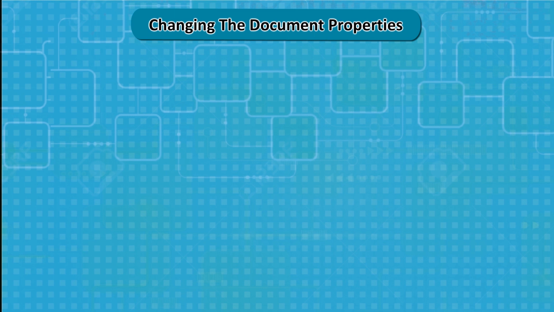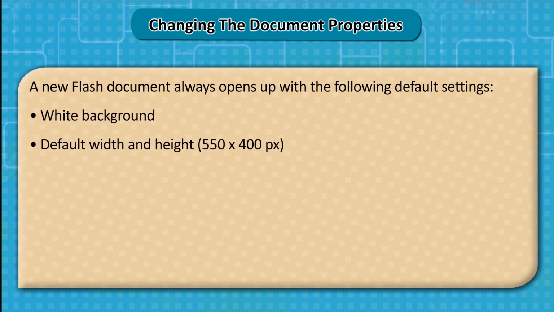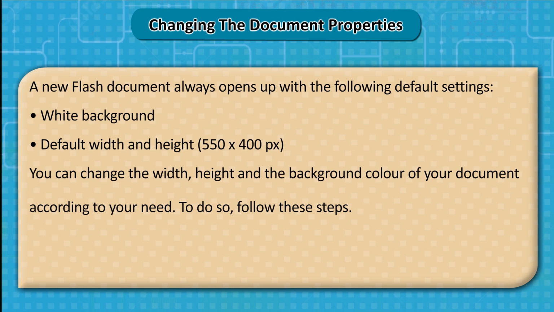Changing the document properties. A new Flash document always opens up with the following default settings: white background, and default width and height of 550 × 400 px. You can change the width, height and the background color of your document according to your need. To do so, follow these steps.